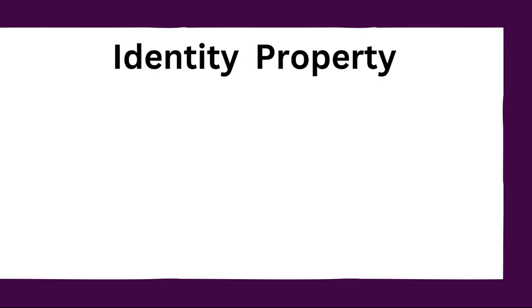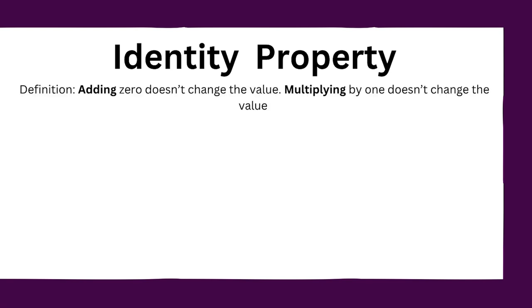So starting off, it is important that you know what identity property is. I'm going to first start with the addition and then the multiplication. So for addition, identity property is where you add zero and it doesn't change the outcome of your result. So, for example, I could have 12 plus 0 and I would get 12.